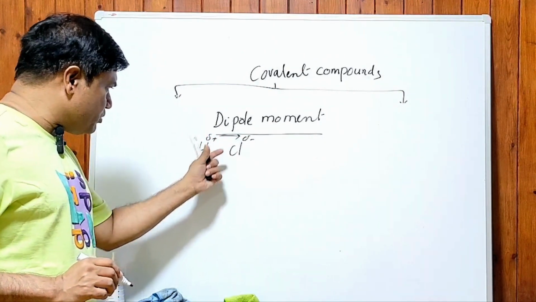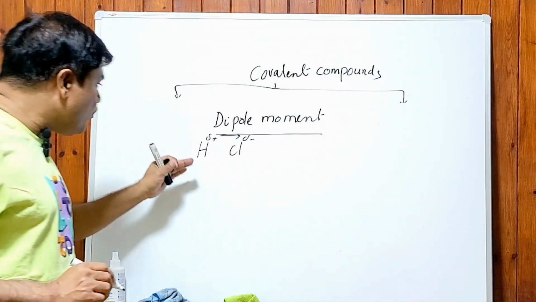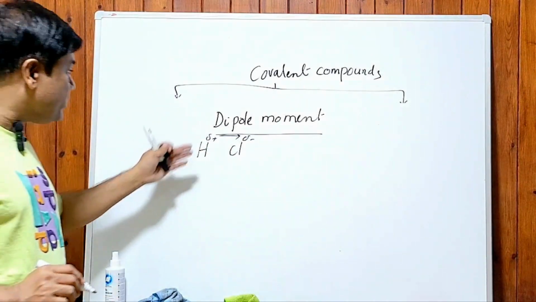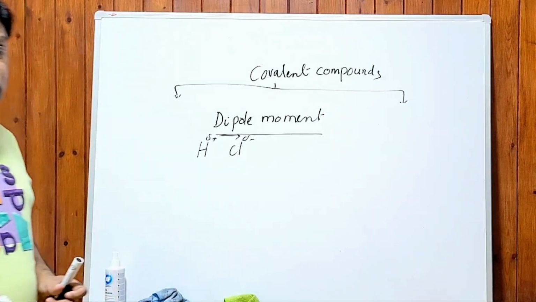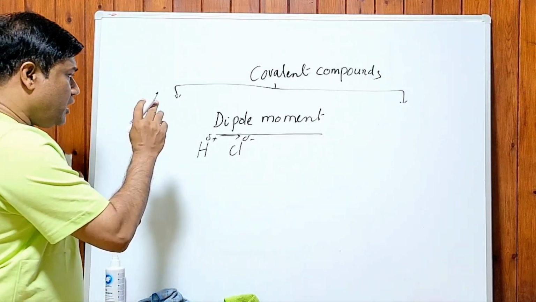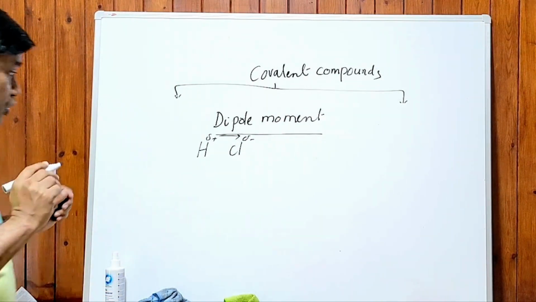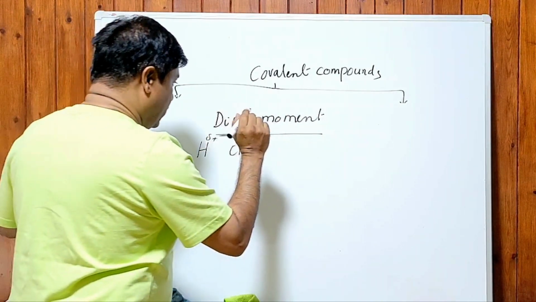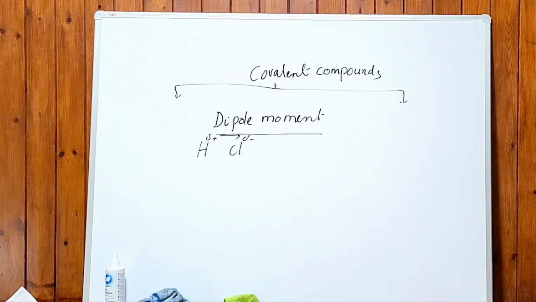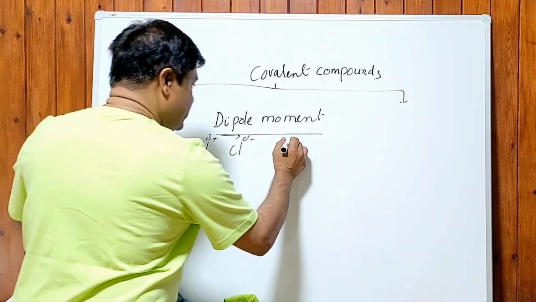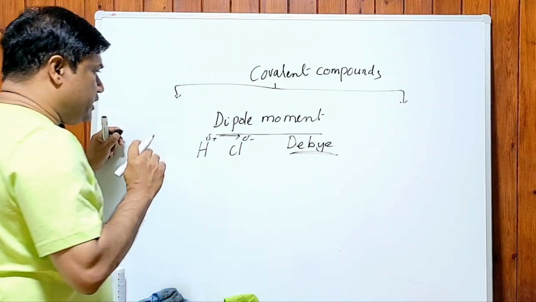The more the charge separation, the greater the value of the dipole moment, the more the ionic character, the more the polarity, and it is easily dissolved in polar solvents. Now, it is a vector quantity. We know that. It has a unit, guys. That was a past paper question. Any idea what the unit of dipole moment is? Debye, D-E-B-Y-E. Debye is the unit of dipole moment.